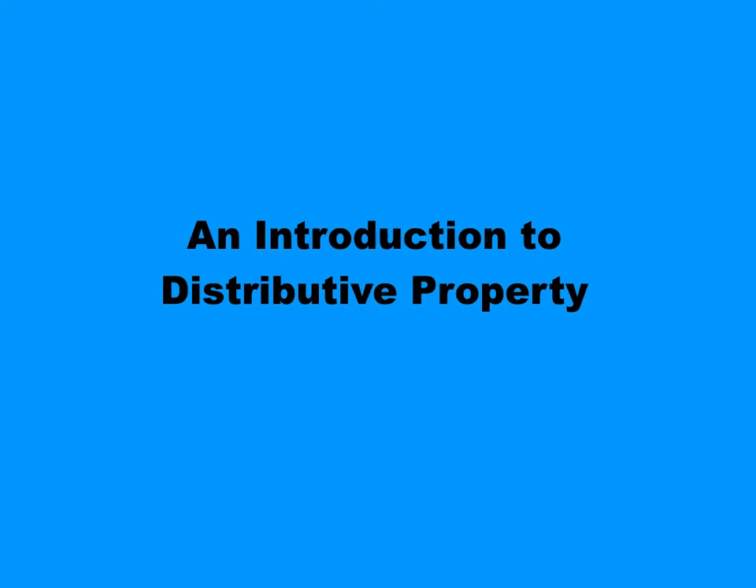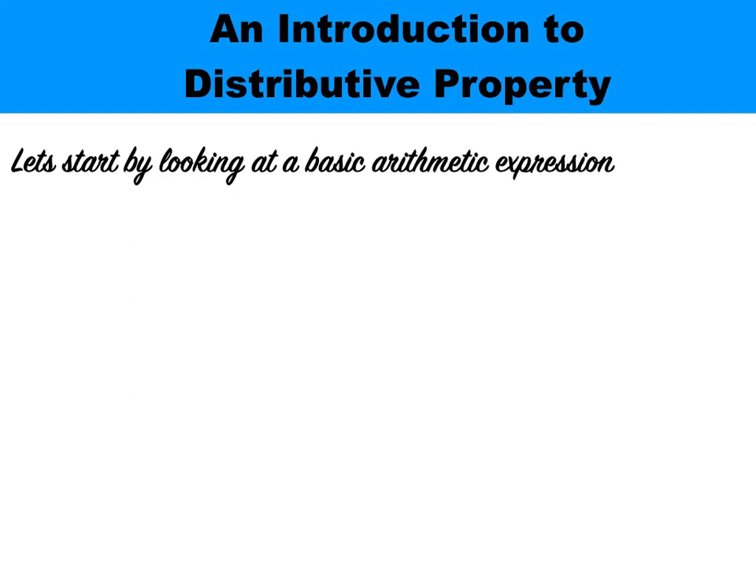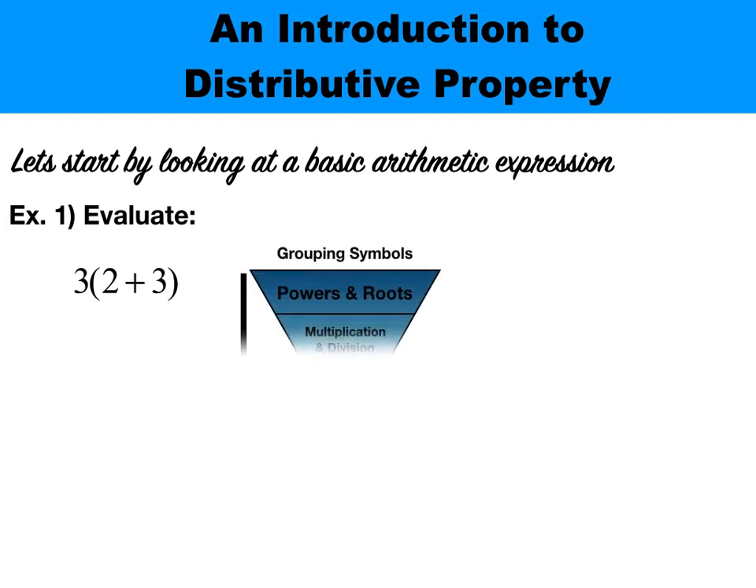In this video, we're going to take a look at an introduction to distributive property. We're first going to look at a basic arithmetic expression. So we're going to evaluate 3 times the quantity of 2 plus 3. We're going to remember to use our proper hierarchy of operations, which says that grouping symbols will change the order, but the order is generally from highest importance to lowest. So powers and roots go first, multiplication, division, then addition and subtraction are the smallest operations.